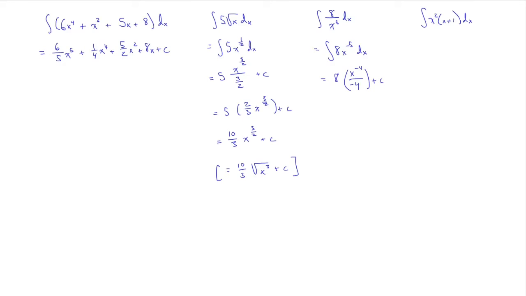And you have to be a little bit careful. When you add 1 to negative 5, you get negative 4, not negative 6, a common mistake. And so we have x to the negative 4 divided by negative 4. And so after you simplify, this is negative 2 x to the negative 4 plus a constant, or if you prefer, negative 2 over x to the fourth plus a constant. It's the same thing. And finally, the last one.